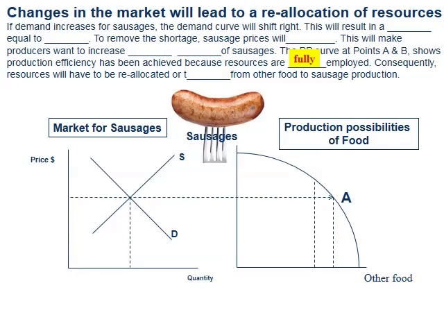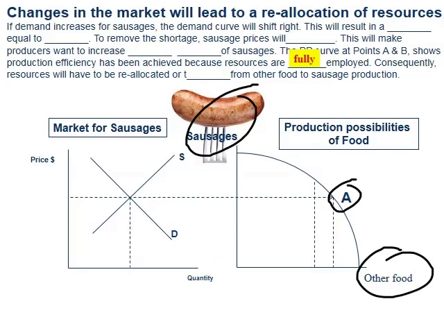So again, we have two products being produced, sausages and other food, and we're producing at point A. Why are we producing there? Because that is where the market is in equilibrium. That's how many sausages and other food is required. Well, we don't know about other food, but we do know how many sausages are required, and the market is in equilibrium.